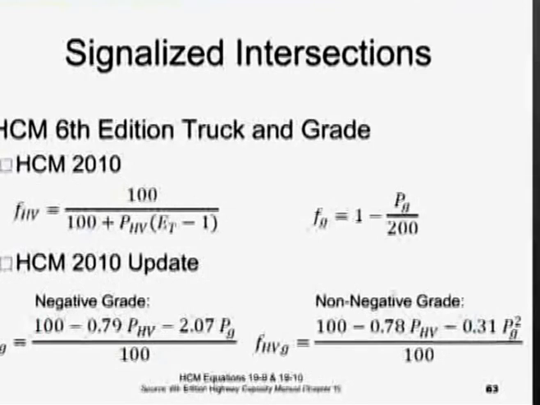At the top, you see the heavy vehicle and grade adjustment factors as they exist in 2010. And at the bottom, you see the way they're combined into one adjustment factor, but in two flavors, negative grade and non-negative grade.